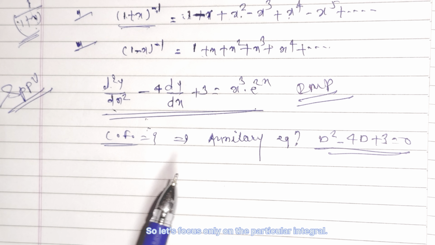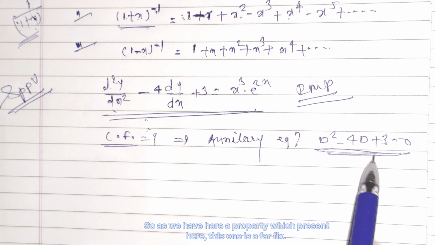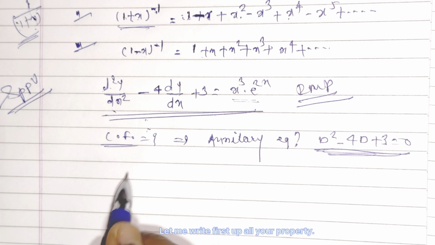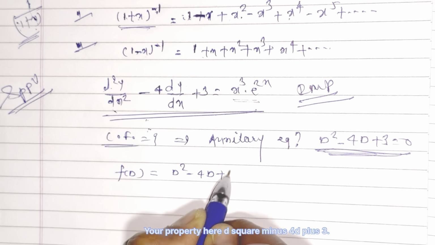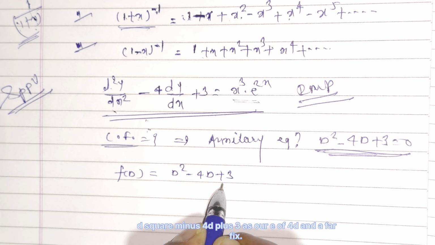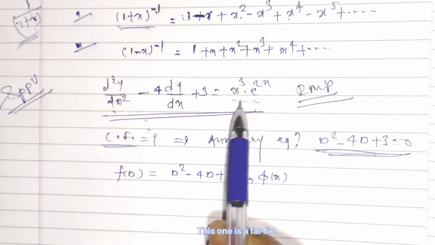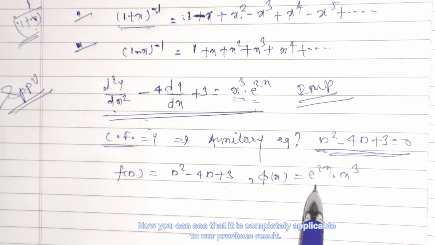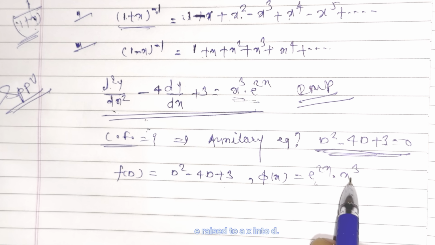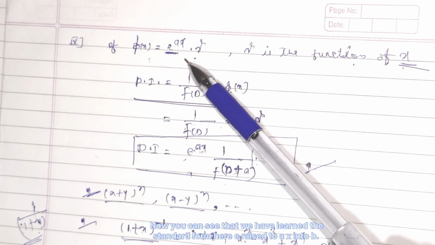So let's focus only on the particular integral. We want the particular integral for this function. Let me write first of all f of d, which is d square minus 4d plus 3. D square minus 4d plus 3 is our f of d. And phi of x is e raised to 2x into x cube. Now you can see that it is completely applicable to our previous result, e raised to ax into v. We have learned the standard form e raised to ax into v, which we have to apply here.